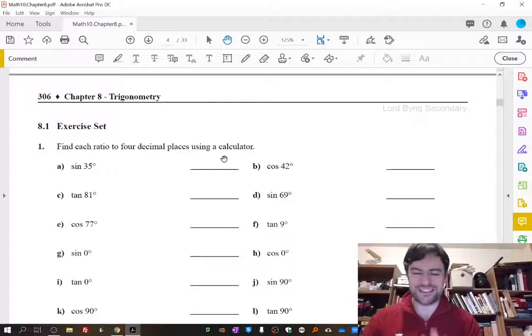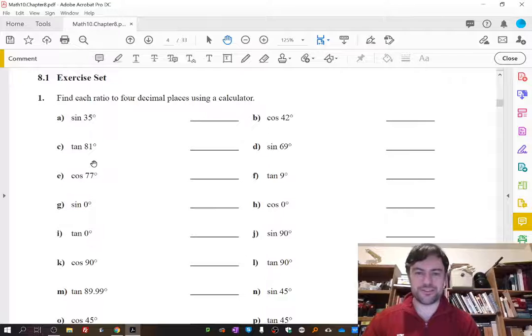Hello, Math 10. We are doing some trigonometry. How very exciting. So, first of all, we're going to be taking a look at our various ratios and seeing how we can use our calculators to find out what the ratios are.